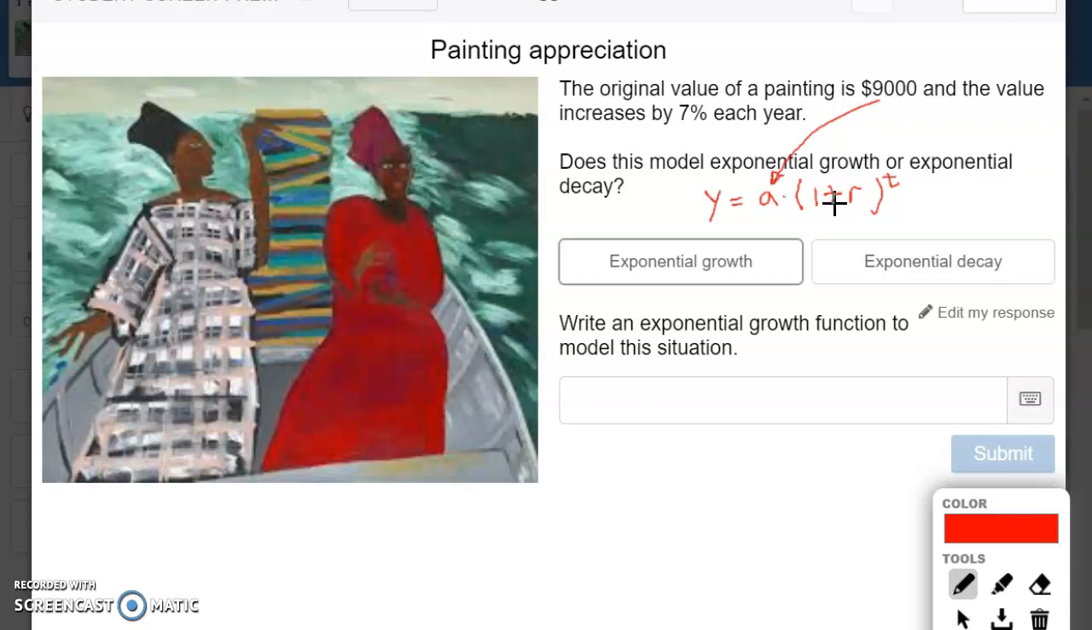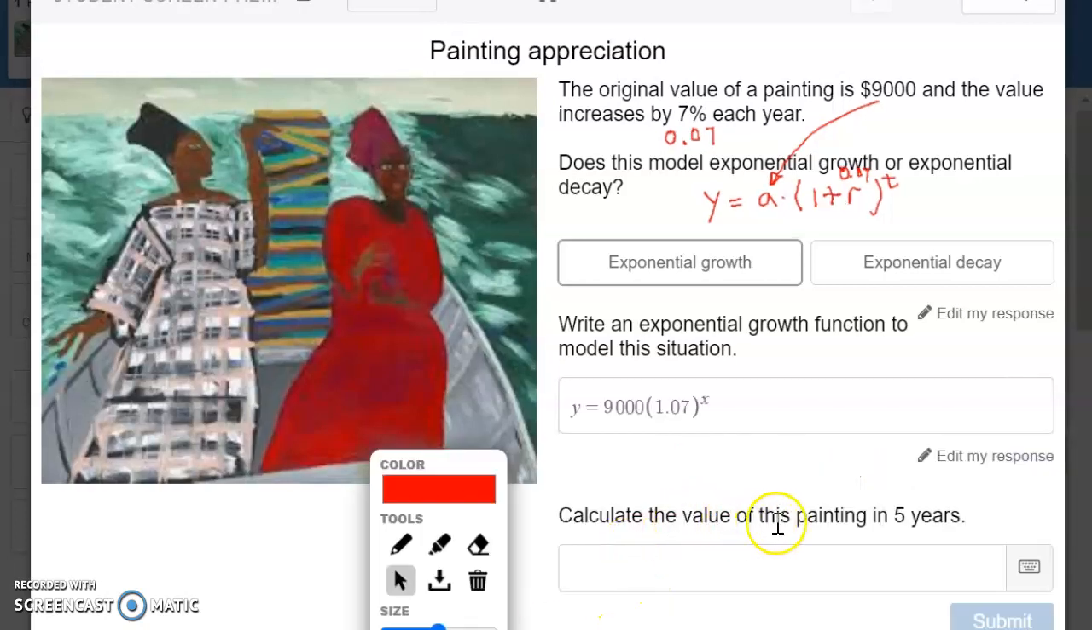What is r? That's the 7%. But we need to convert that to decimal. What is 7% in decimal? That's going to be 0.07. So I need to add 0.07 here. So the final equation is going to be y is equal to a, which is 9,000, multiplied by 1 plus 0.07, which is 1.07, to the power of t. That's my equation.